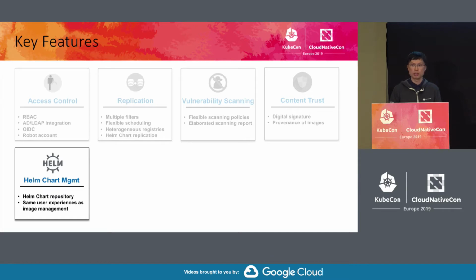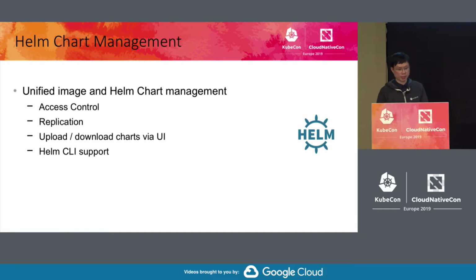The next one is Helm Chart. It was introduced in version 1.6-something, and it's been a few releases now. People like this as well because they don't need another repo to manage Helm charts. They can use Harbor to do both things. So basically, we have unified image management and Helm chart management together, with the same access control using the project model and also the replication that I just mentioned. In addition to the normal Helm command line, you can also use the UI to upload and download your Helm charts.